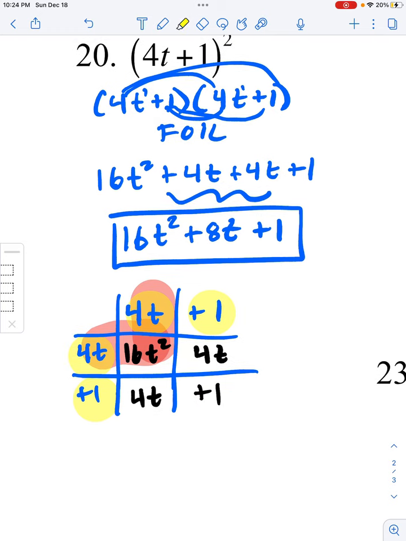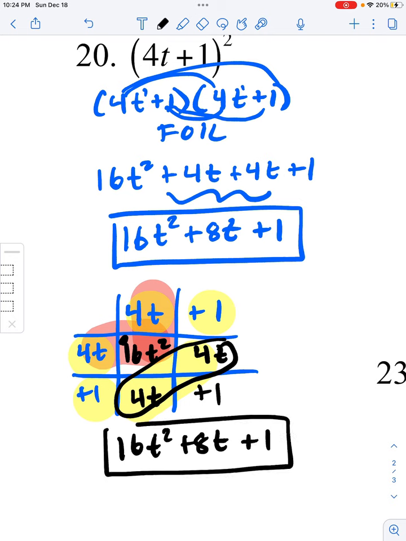And like usual with this, these diagonals are alike. So I start up in the top left with my highest power. Then I combine these. And then I end with that constant in the bottom right corner. And these are going to be the same because they're just two different methods for doing the same thing.